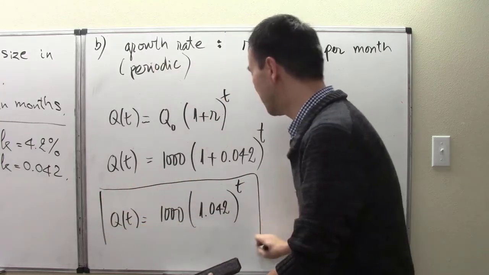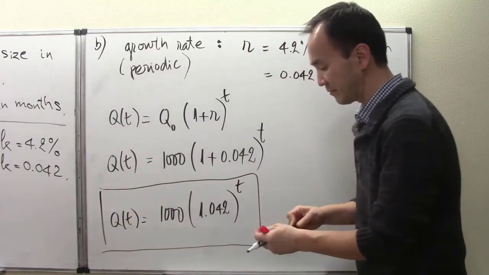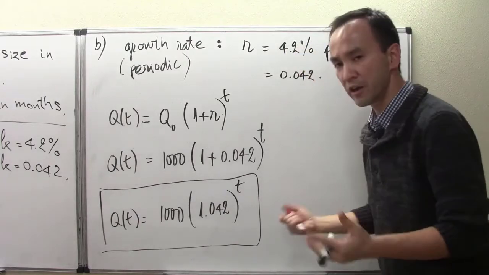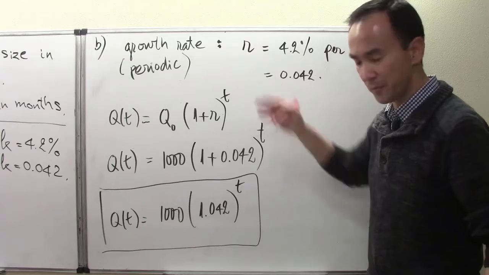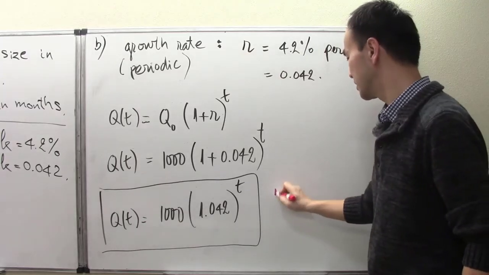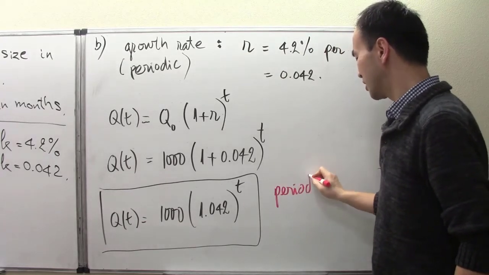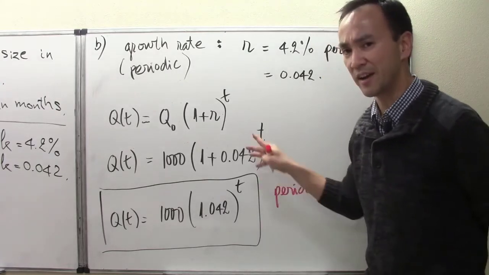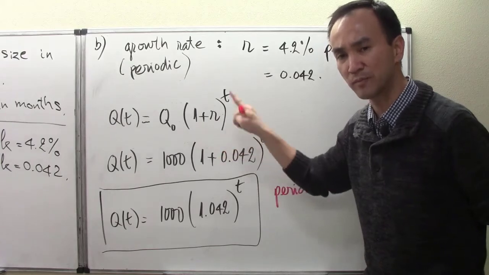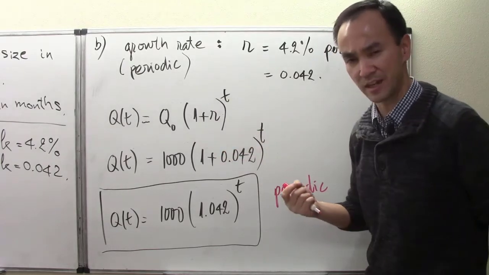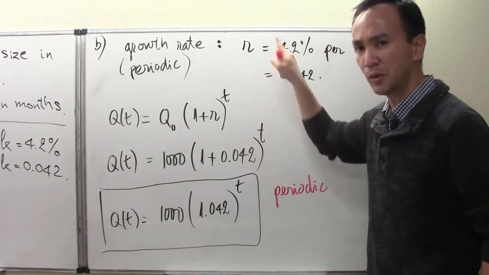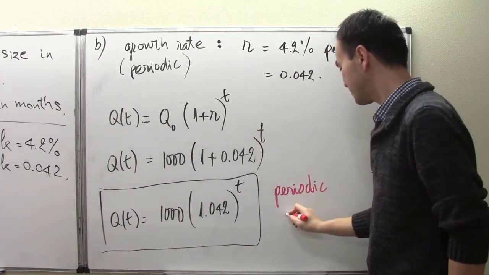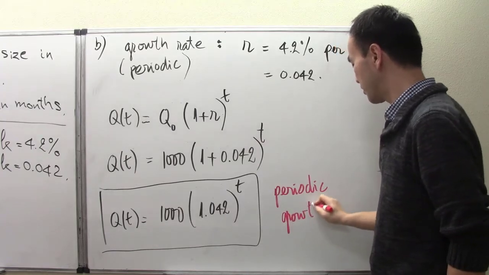That is how simple it is to come up with our periodic growth model directly from the given information. The question did not clearly indicate which model we have to use, but it is our responsibility to know how to make the correct choice. It's not really right or wrong, but it's the choice that's more direct from this. So, the periodic growth model.